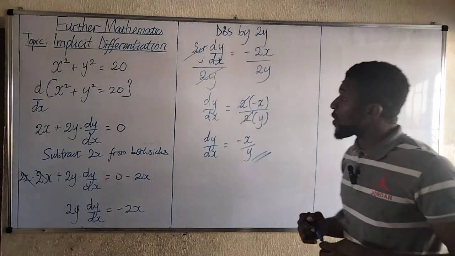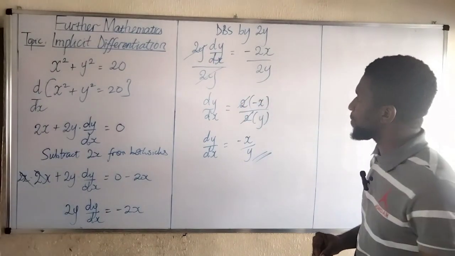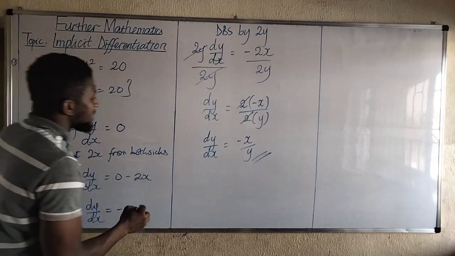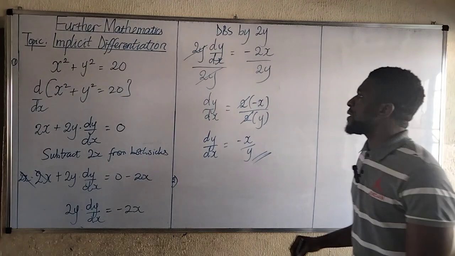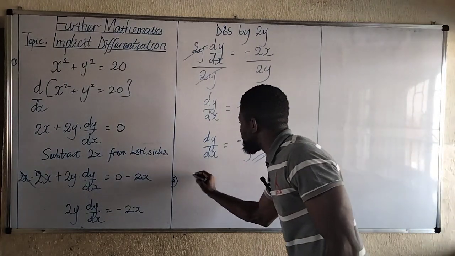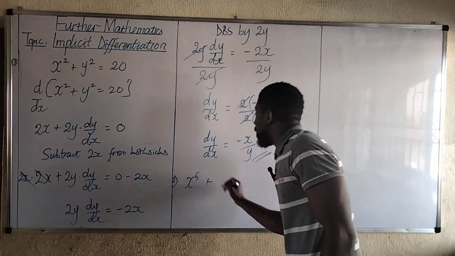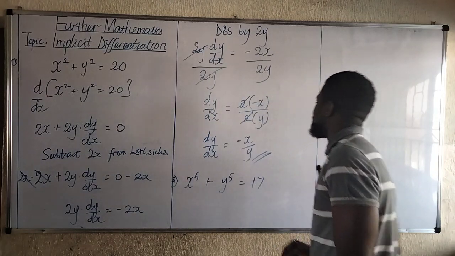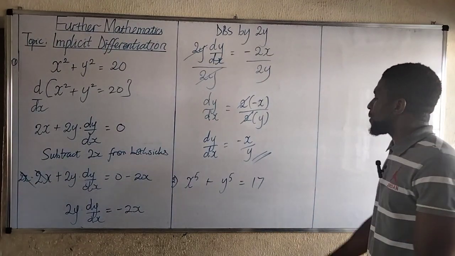Okay, let us take another example using implicit differentiation to handle it. Example number 2. We are going to find the derivative. Let's say x raised to the power 5 plus y raised to the power 5 all equal to 17. We have this to use implicit differentiation on.